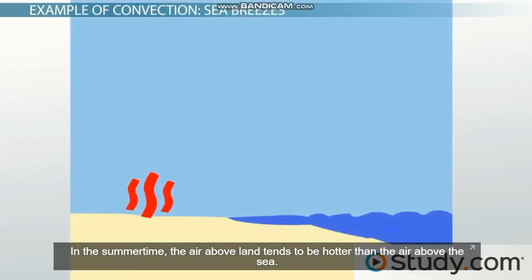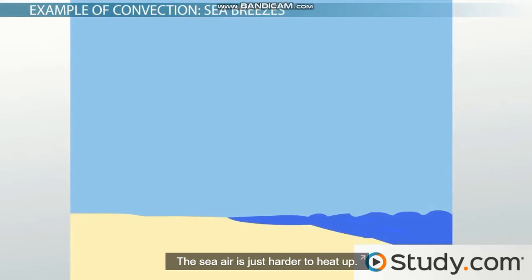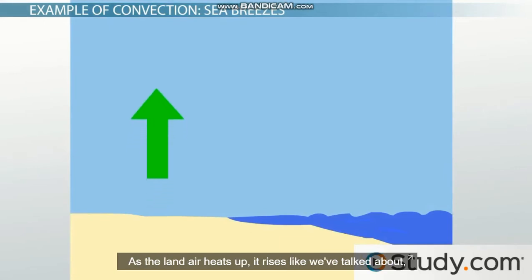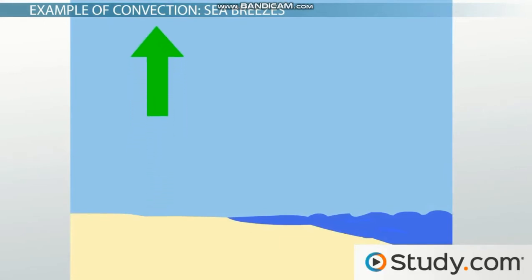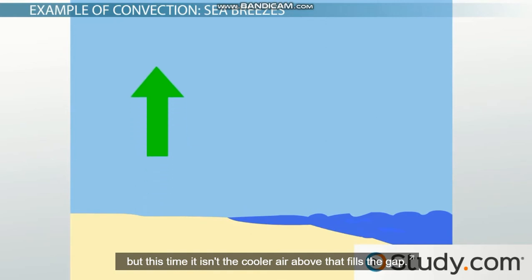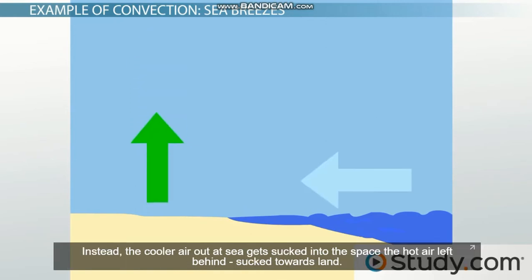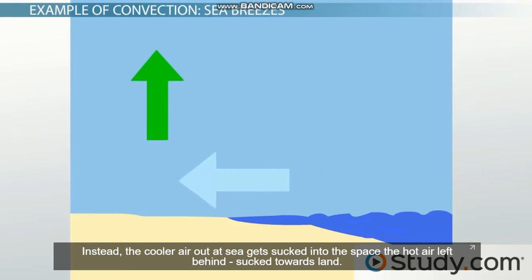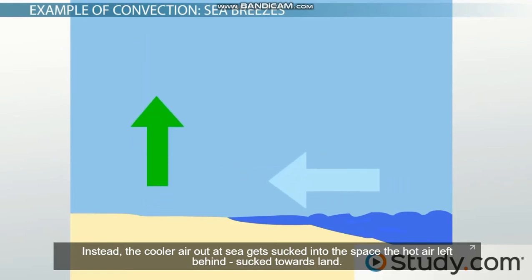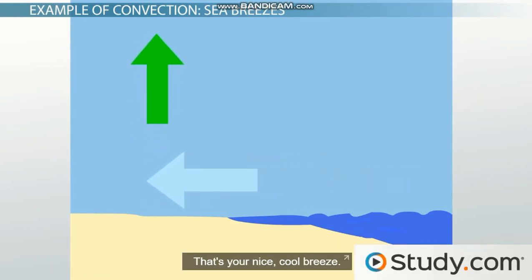In the summertime, the air above land tends to be hotter than the air above the sea. The sea air is just harder to heat up. As the land air heats up, it rises like we've talked about. But this time, it isn't the cooler air above that fills the gap. Instead, the cooler air out at sea gets sucked into the space the hot air left behind, sucked towards land. That's your nice, cool breeze.